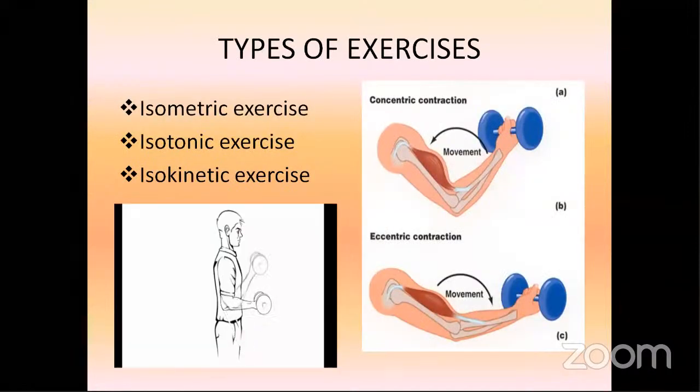Before going to see about the iso-inertial exercises, we must know all the other types of exercises present. So there are three types of exercises: isometric exercise, isotonic exercise, and isokinetic exercise. Isometric exercise is a type of static exercise. Isotonic and isokinetic exercise are dynamic forms of exercise.